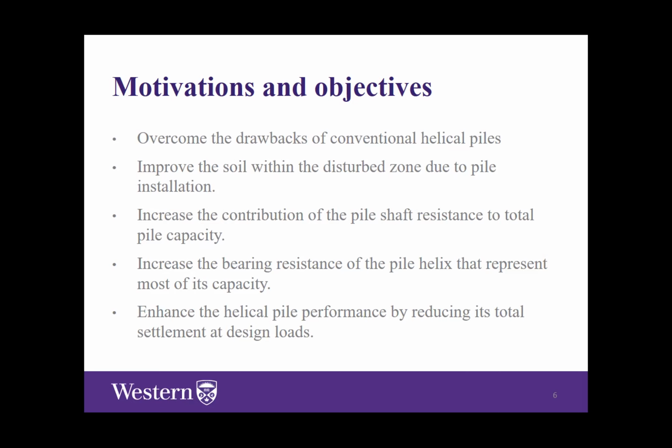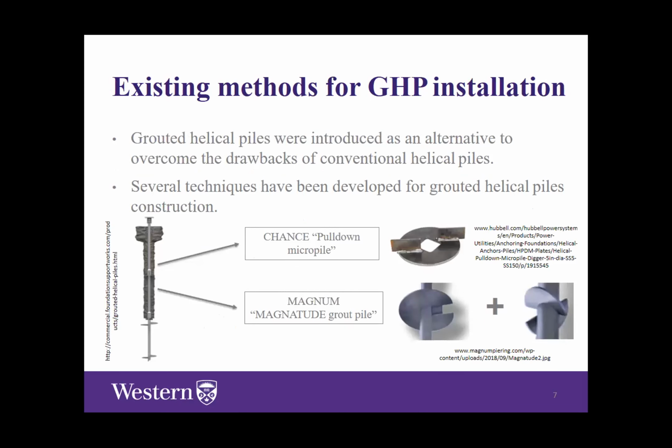So how can we achieve these objectives? People thought, okay, we can use grouted helical piles. Grouted helical pile was introduced as an alternative to overcome the drawbacks of the conventional helical piles. There are several existing techniques to install grouted helical piles nowadays. The most famous ones are the pull-down micropile developed by Chance, and the Magnum helical grout pile developed by Magnum. These are very big piling companies in North America.